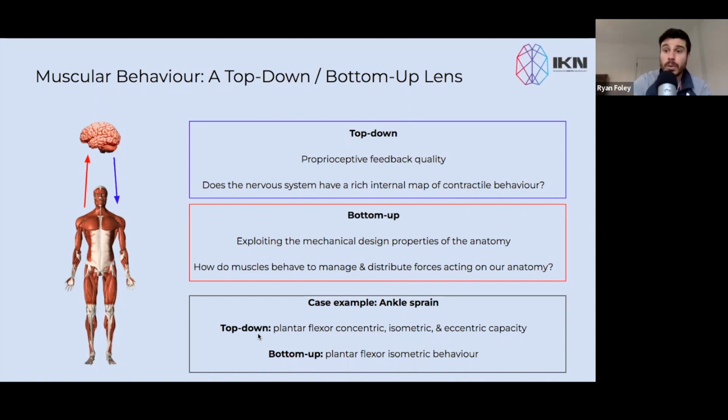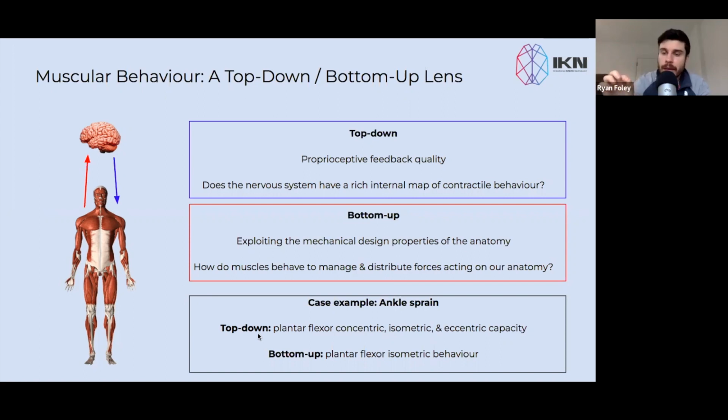But that isometric behavior, the lengthening and shortening of the Achilles, also allows the foot to express a little bit more adaptability. So two clear distinctions there. Top down is more restoring contractile variability. Bottom up is more about trying to challenge the inherent qualities of those muscular tissues based on the mechanical design of the anatomy and how well they help us manage forces. So, like I said, from this it's very clear that more of a top-down approach may be needed early on during the rehab process, but more of a bottom-up approach might need to be integrated later.